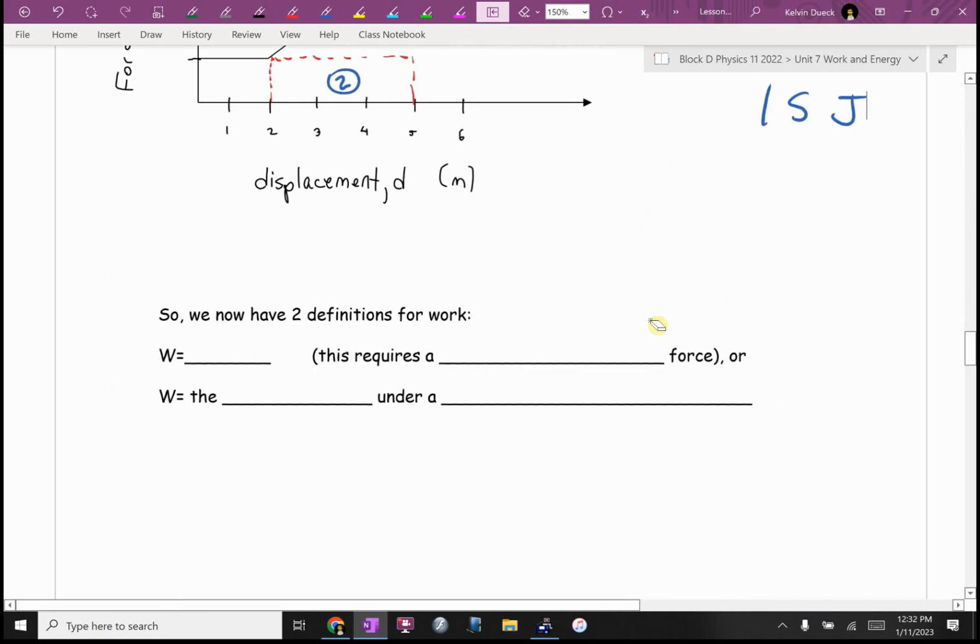So now we have 2 definitions of work. The first one, work is force times distance. This requires a constant, unchanging force.